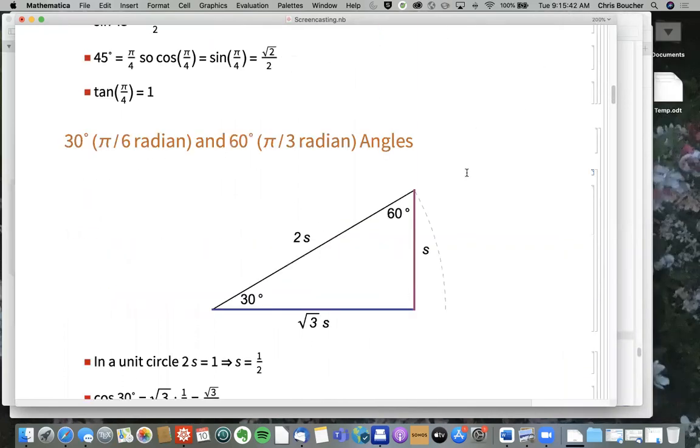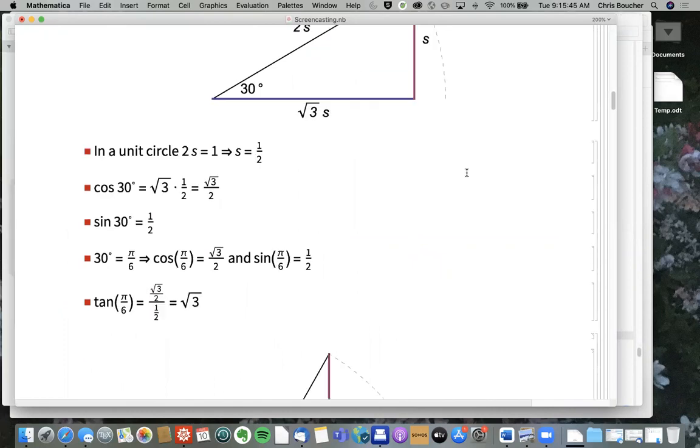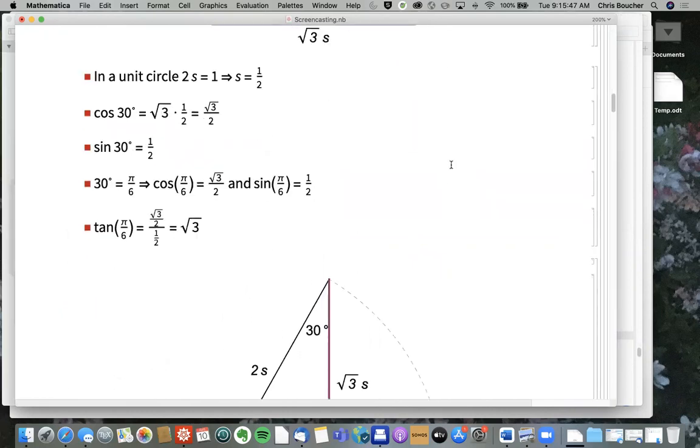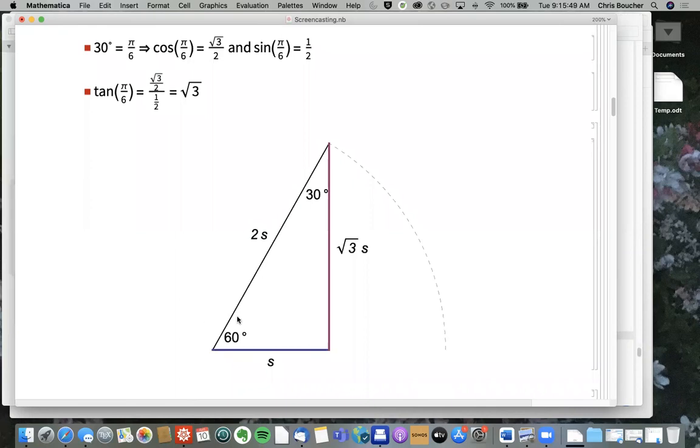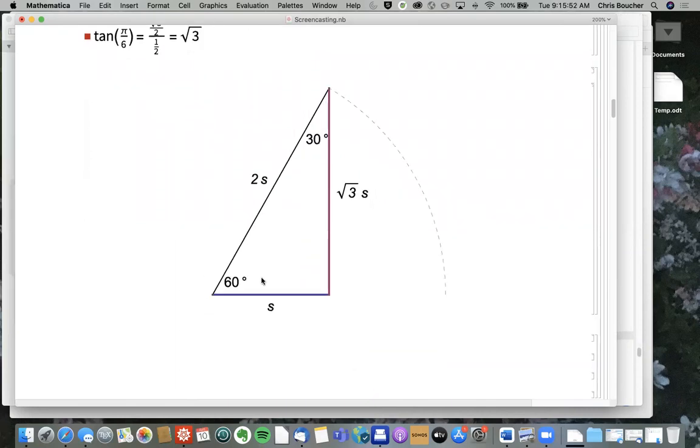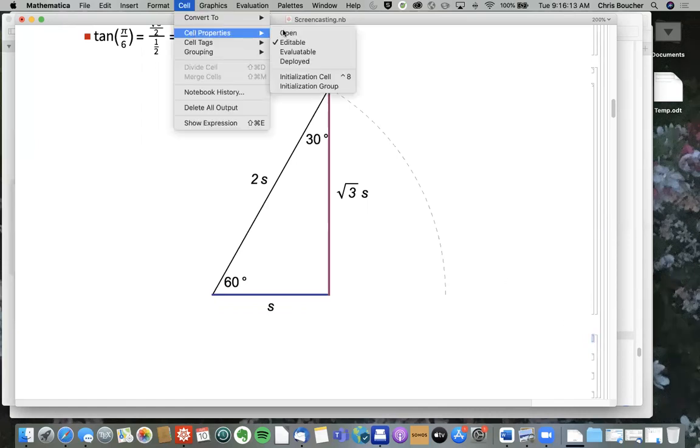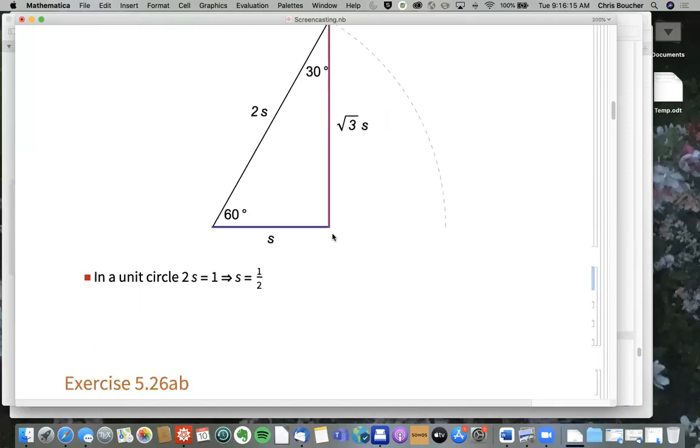Okay, so what if, this is where we were talking about a 30-degree angle. What if we rotate this triangle and put the big angle, the 60-degree angle, in sort of the spotlight down here at the lower left? Well, then the 30-degree angle, of course, moves up to the top. We have to adjust our side labels a little bit, right? S is the short side, so now that's down at the bottom. The hypotenuse is still 2s. The long side is the square root of 3s. Once again, s is 1/2, right? Because the hypotenuse is 2s, and that's equal to the radius of the circle, which is 1.